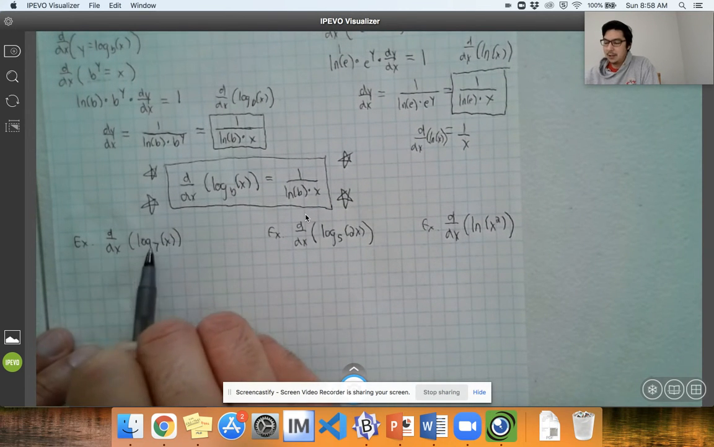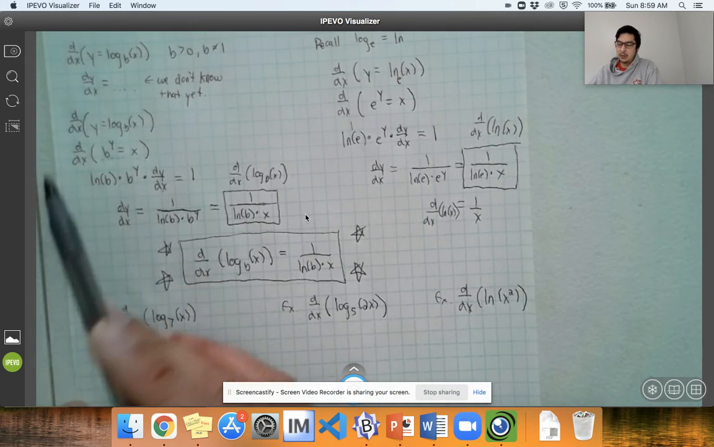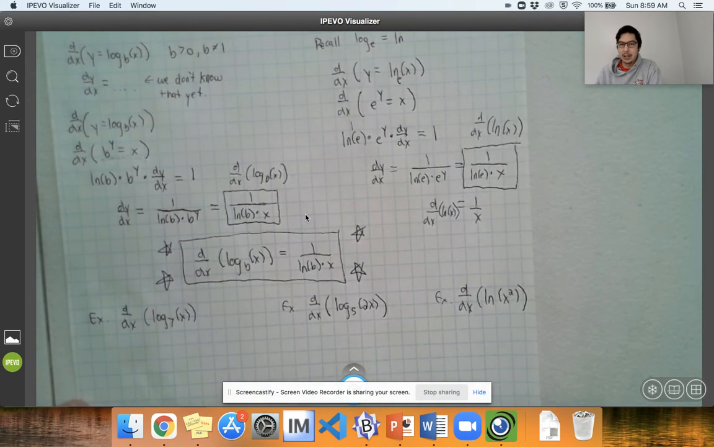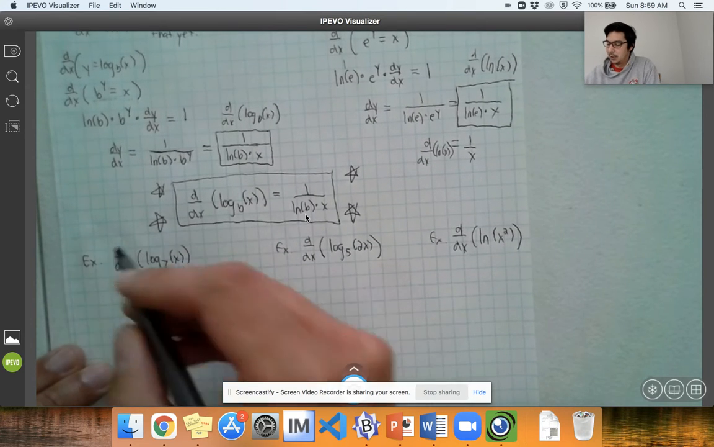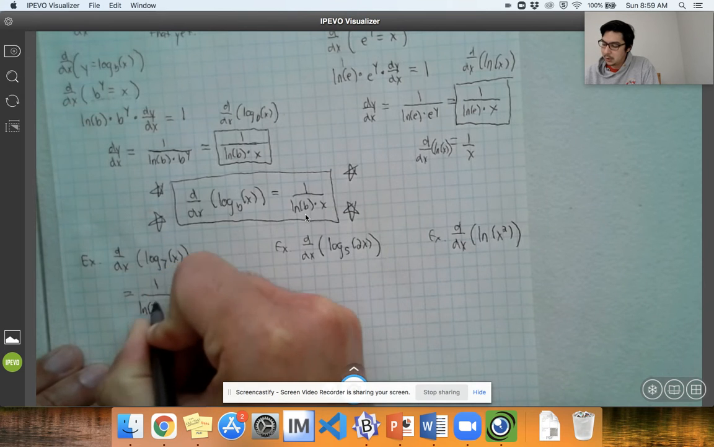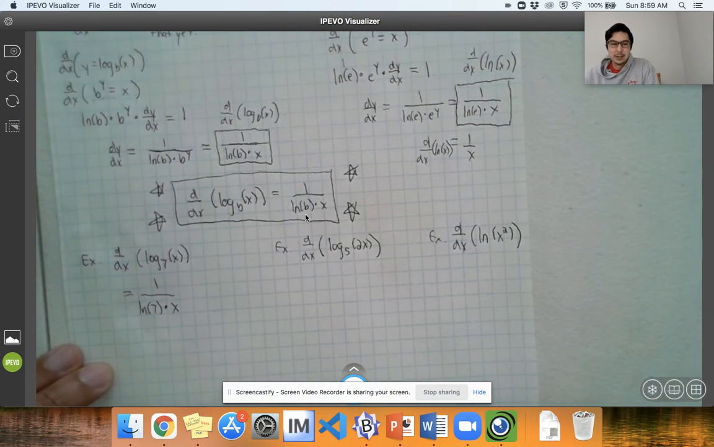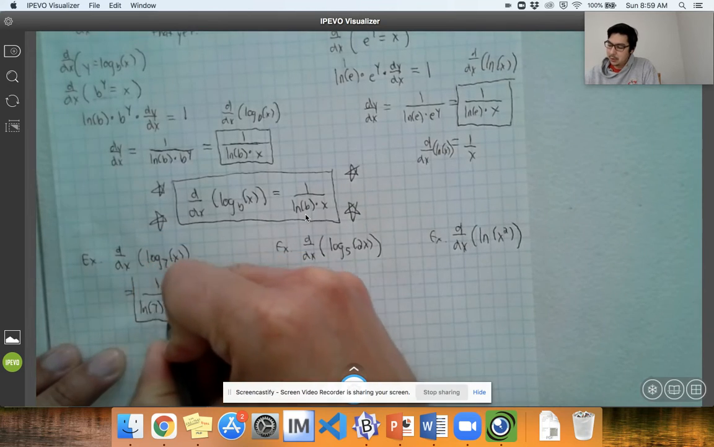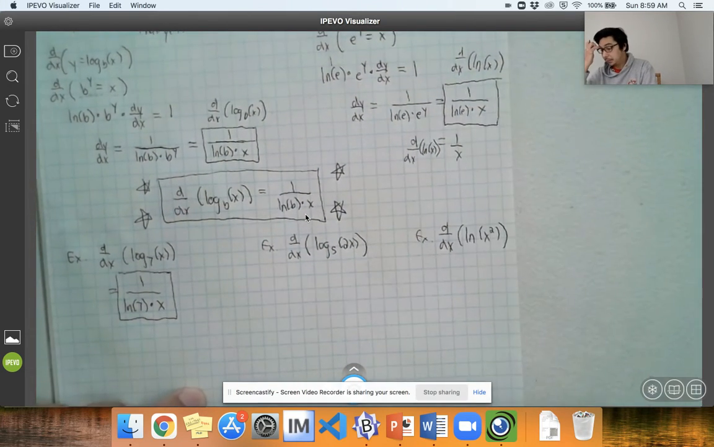We could write this out and do it the long way, where you make it an exponential and then use implicit differentiation. Again, if you ever forget the rules, rely on what you know. But we now know how to take derivatives of logs. So this is going to equal 1 over the natural log of its base, which is 7, times the inside, which is x. And there you go. That's your answer there. Here's the derivative of log base 7 of x.